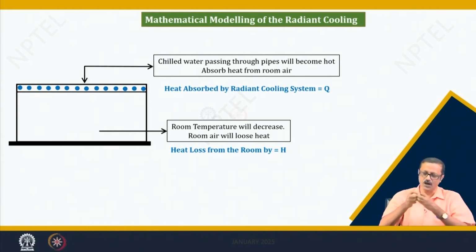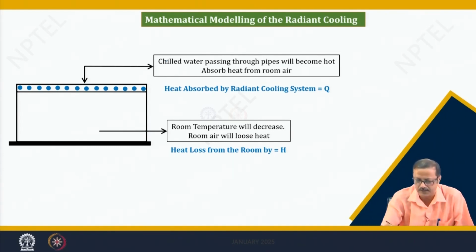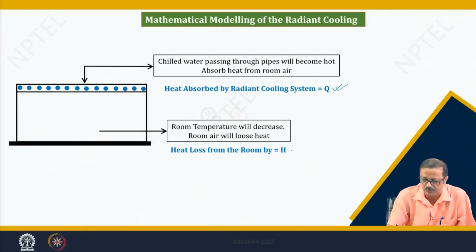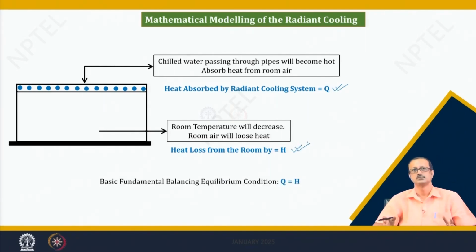If it is absorbed, somebody has to lose the heat. Which part of the system is losing the heat? It is nothing but the room; the whole air in the room is losing the heat. I have represented the heat absorbed by the cooling system by capital Q, whereas the heat lost by the room is capital H, and these must be equal, with an efficiency factor.